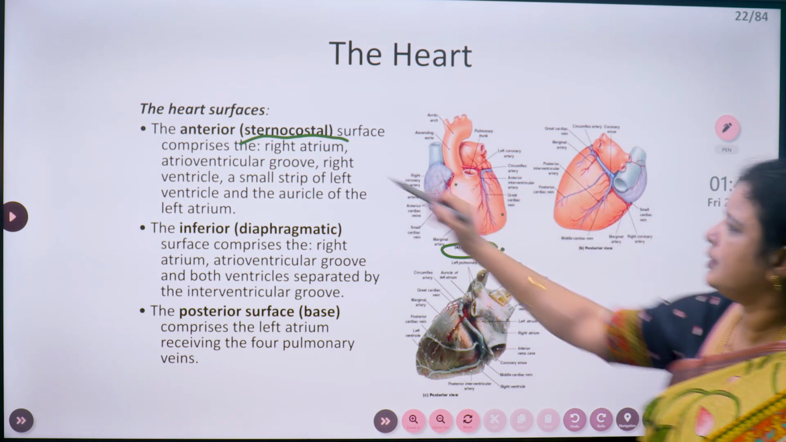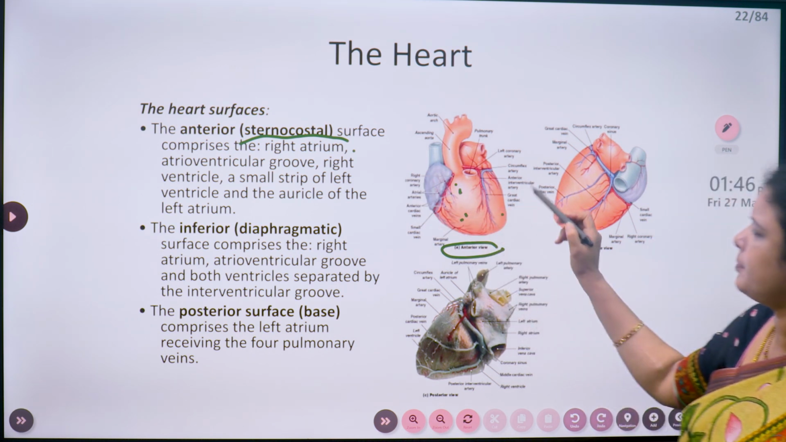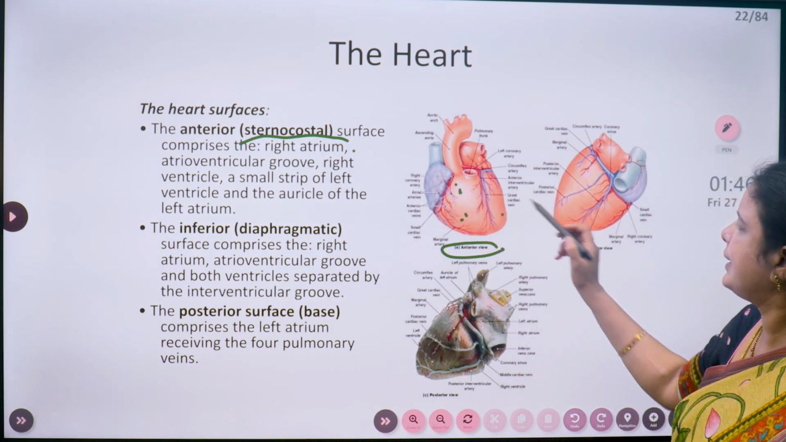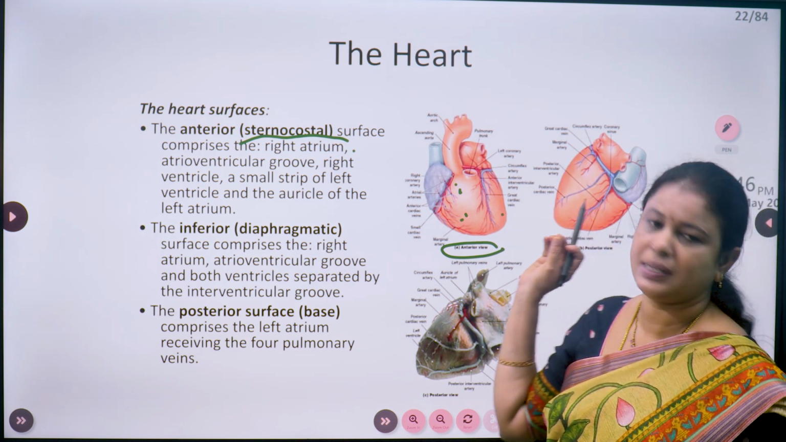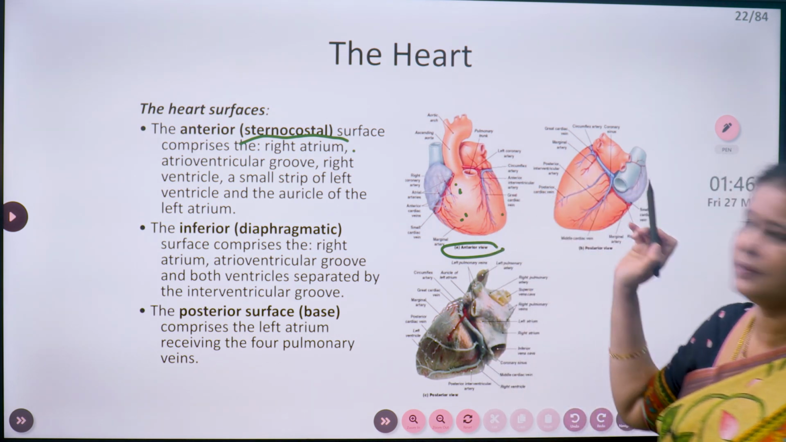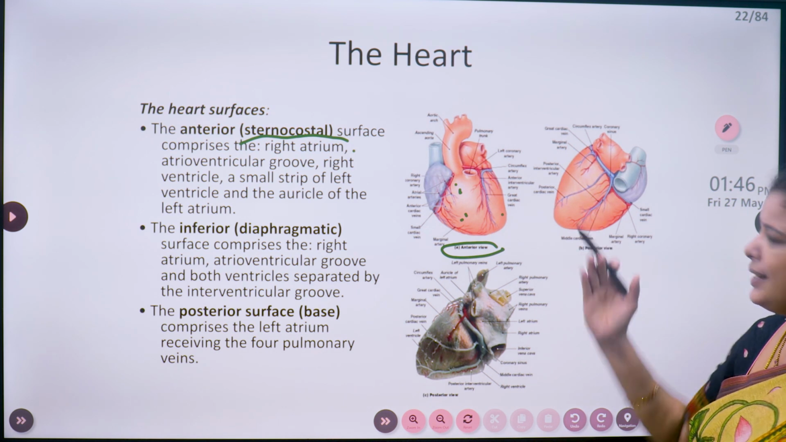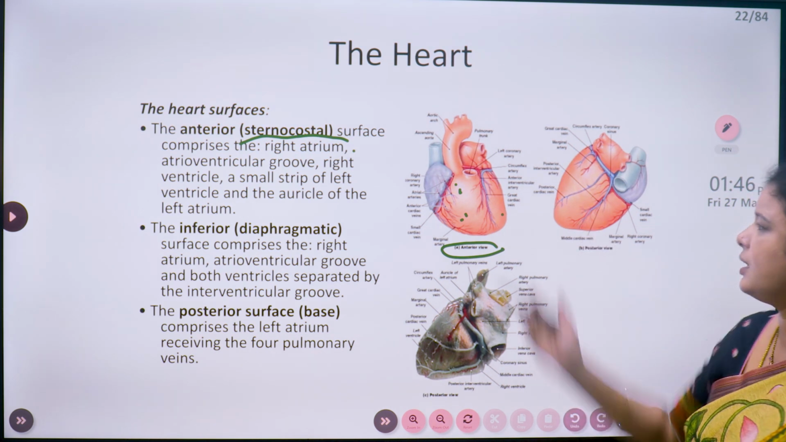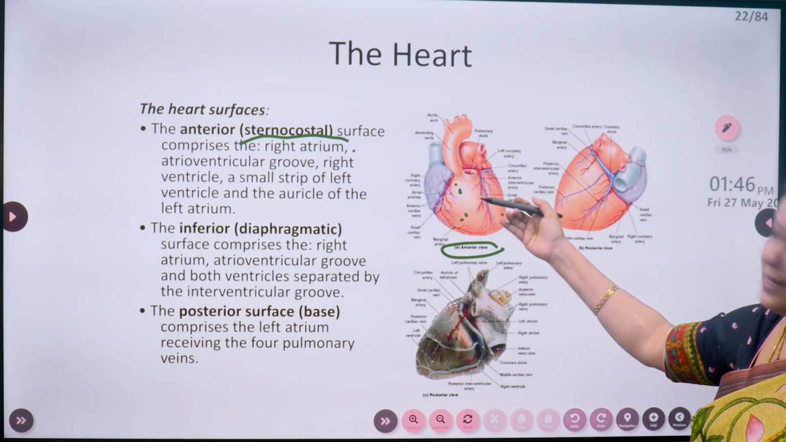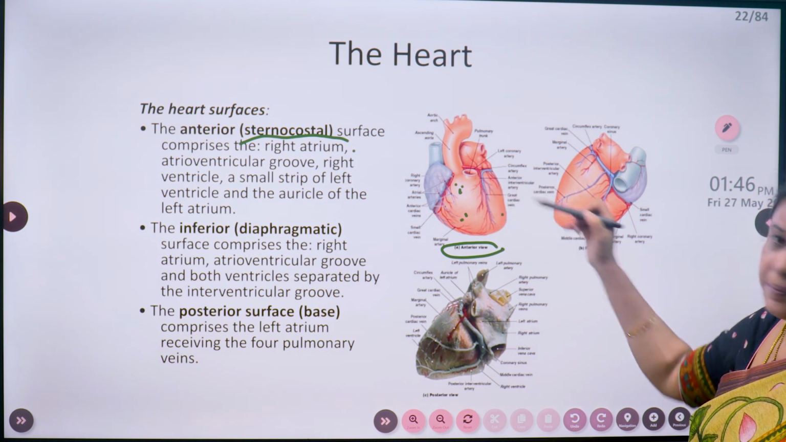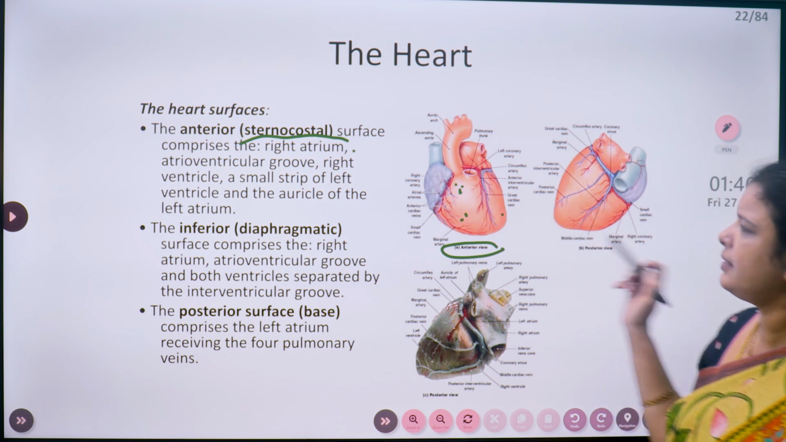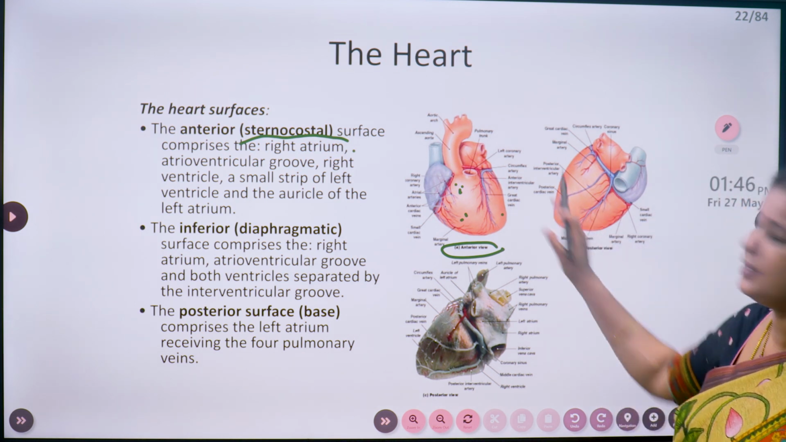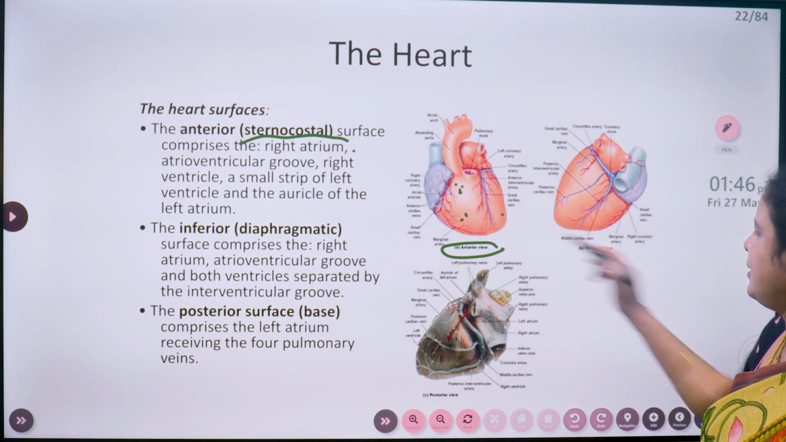The anterior surface is made up of the right atrium, atrioventricular groove, right ventricle, a small strip of the left ventricle and the auricle of the left atrium.